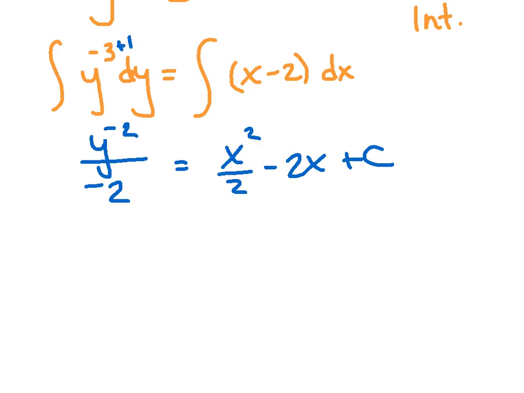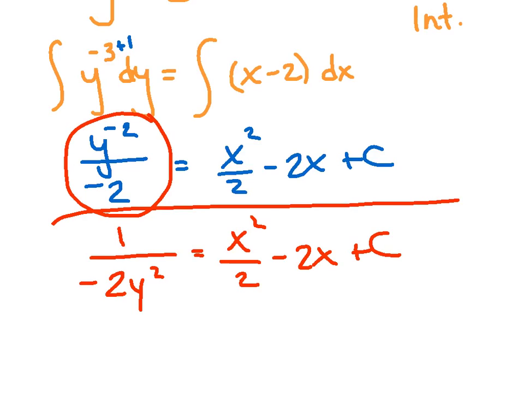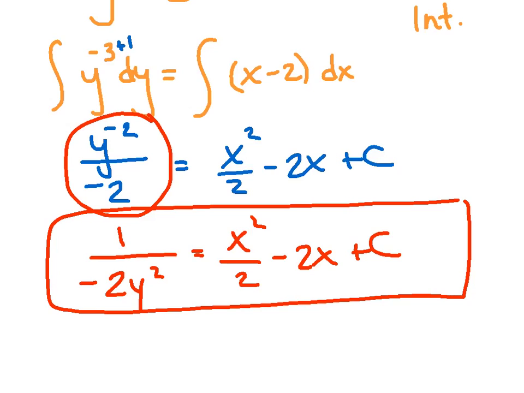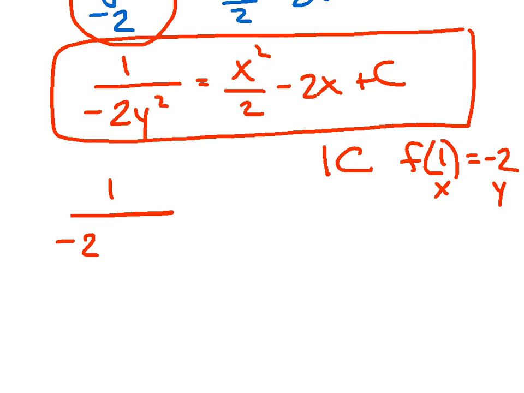At this point, you have officially separated the variables and integrated. Now, if we have an initial condition, we would want to use that. But before I do that, I want to rewrite this term. I don't like negative exponents, so I'm going to say this is 1 over negative 2y squared equals x squared over 2 minus 2x plus c. I want you to box this in at this point. Now I'm going to use that initial condition, and if you recall it was f of 1 equals negative 2. So my x value is 1, my y value is negative 2, and I'm going to simply solve for c.